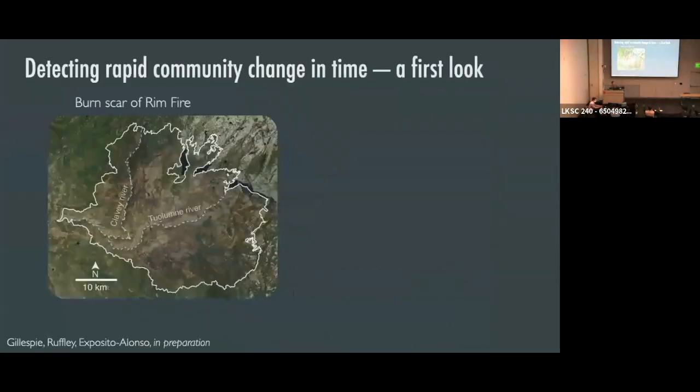So this is another case study. This is in the foothills of the Sierras, just east of here in California. So this is the Rim Fire, which happened in 2013. And you can probably see that the burn scar is very visible on satellite imagery.